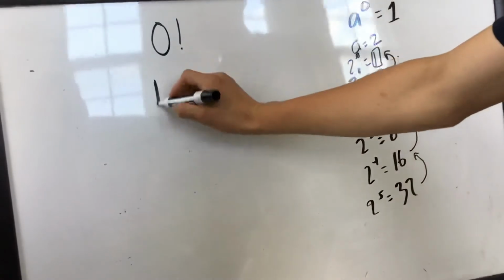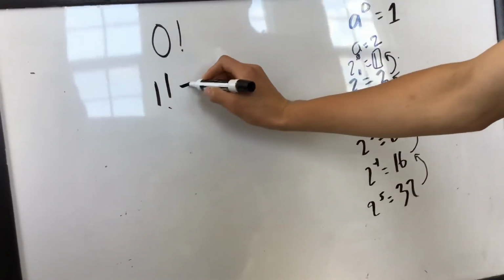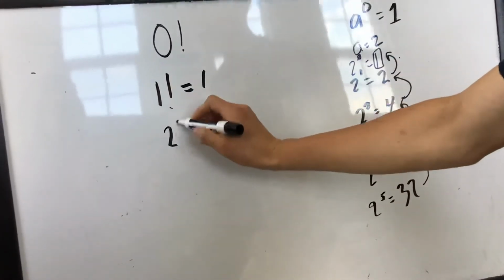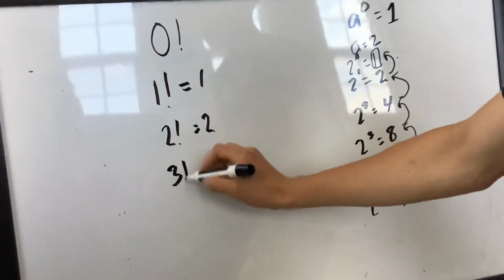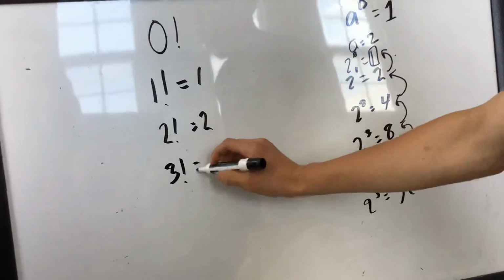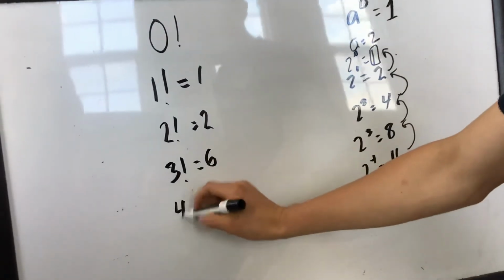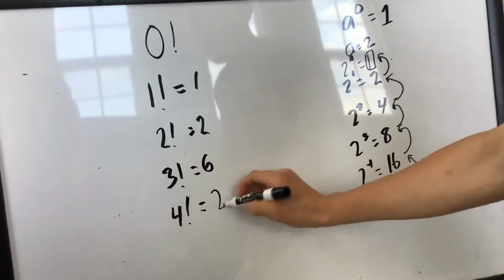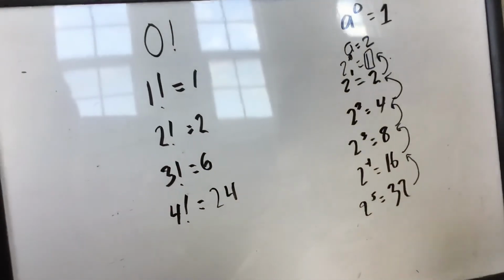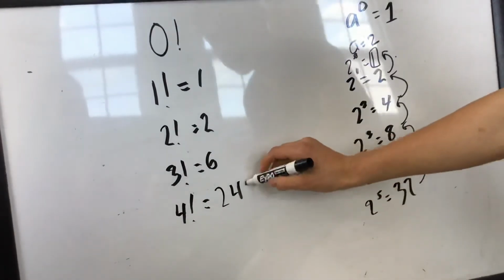Factorial, 1 factorial is just 1. 2 factorial is 2 times 1, which equals 2. 3 factorial is 3 times 2 times 1, which equals 6. 4 factorial is 4 times 3 times 2 times 1, which equals 24. And so forth, right? So we can also assign a pattern to this.